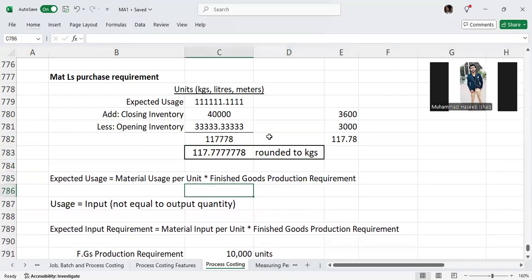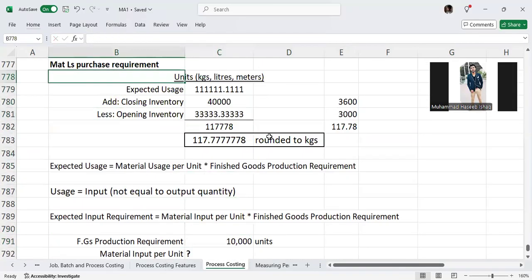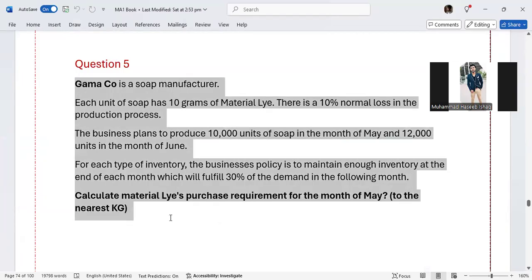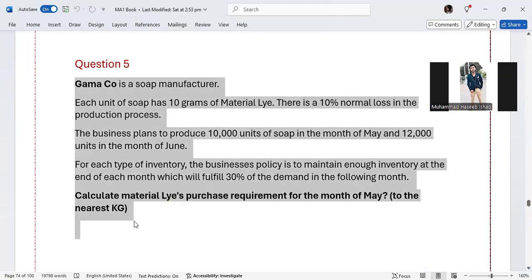I hope this question has helped you in understanding the concepts of process costing and the material purchase requirement. This question is very crucial, very important from the exam point of view, because obviously this question was very difficult, and these types of questions do not normally occur. You can say that out of even 10 questions in the MA1 exam, one question could be at this level of difficulty. For the exam of FMA, you can say that for every 5 questions, one question could be like this. So it is a very difficult question.